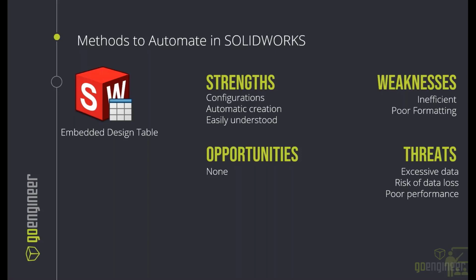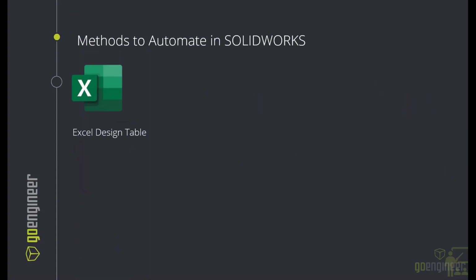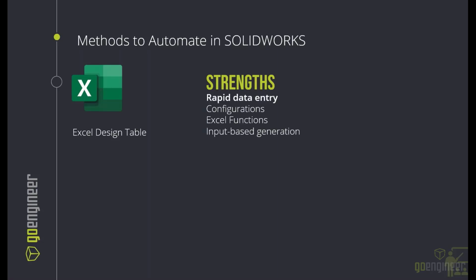Some of the weaknesses and threats of the embedded design table are answered by some of the strengths of Excel design tables. The strengths of Excel design tables is rapid data entry and the ability to use Excel functions to generate the data. We can also lean on configurations to build our similar but different models, and it also works nicely with input-based generation. Some weaknesses, again, are excessive file size, but uniquely to this one is design change.